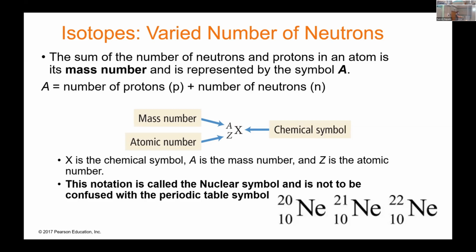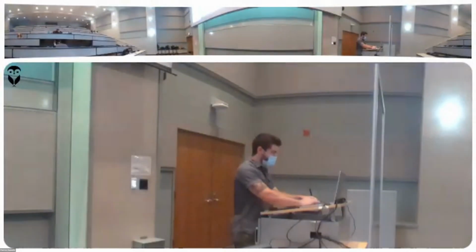Then you have Z, the atomic number, which is on the bottom this time. So keep that in mind. This is a different symbol. The notation is called the nuclear symbol and is not to be confused with the periodic table symbol. Okay, and something that makes it really easy to understand is why we make this nuclear symbol. I'm going to do this. I'll show you.